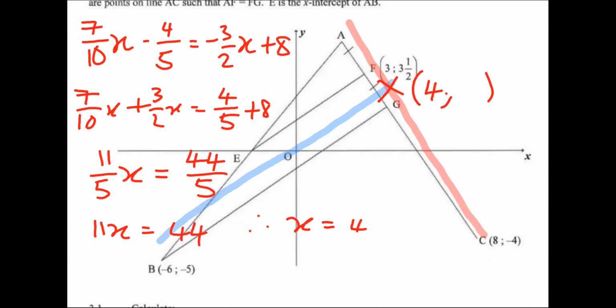Melo, how would I now work out the y coordinate? I know that my x coordinate is 4. How can I now find the y coordinate for point G?